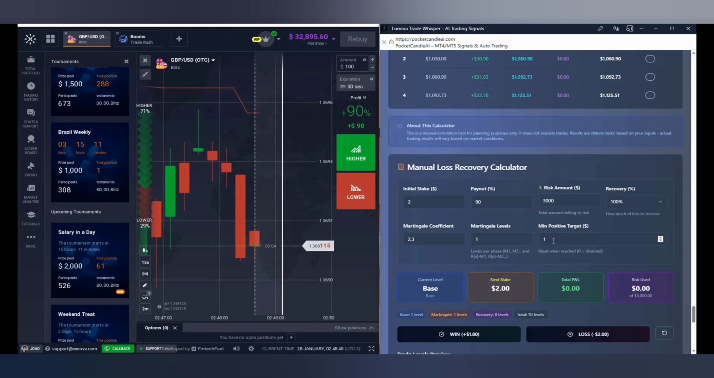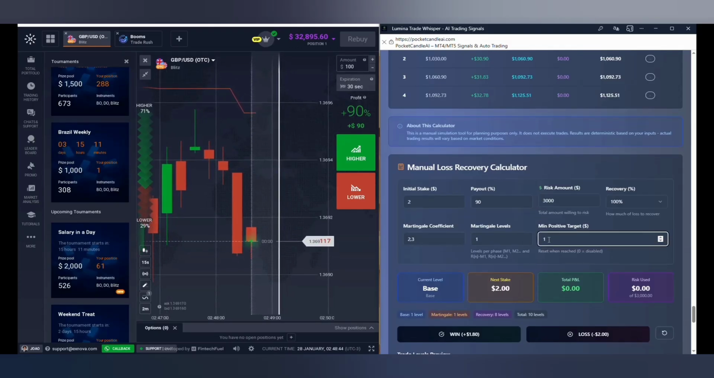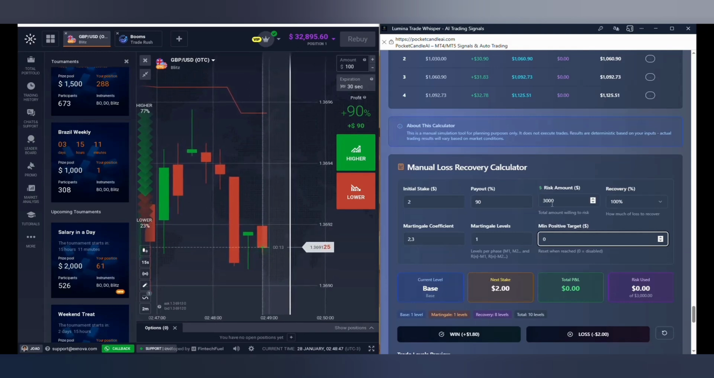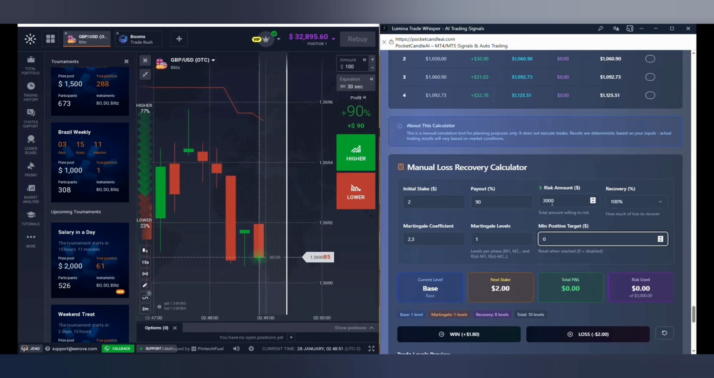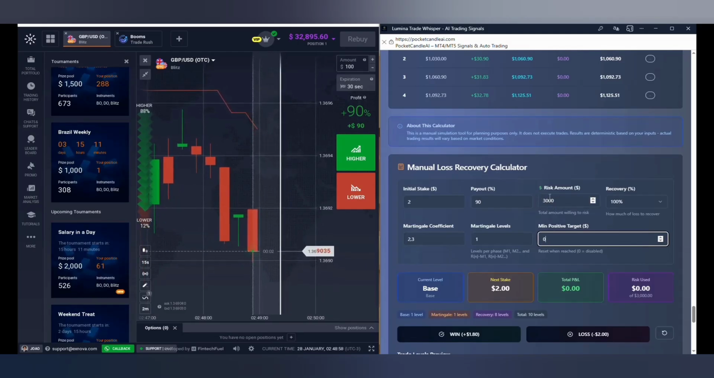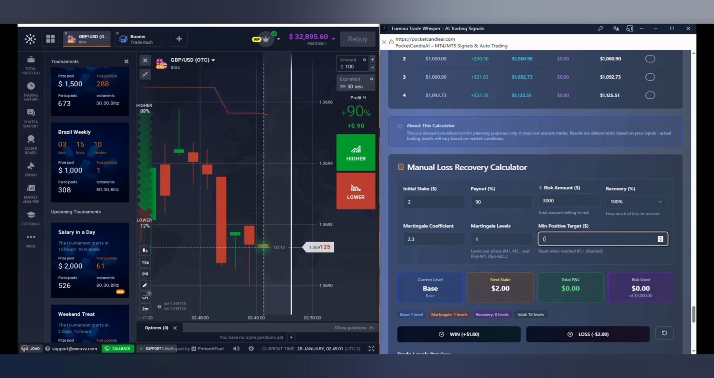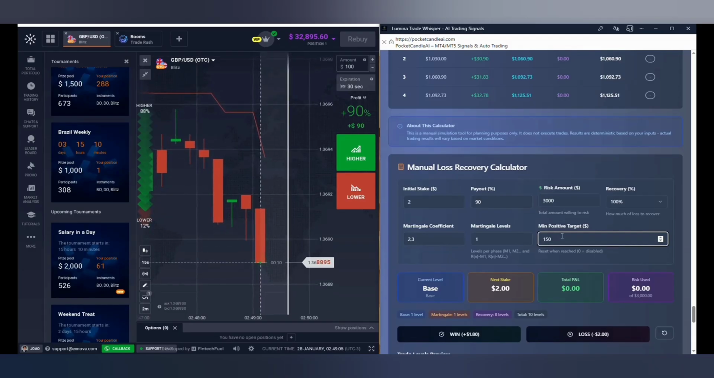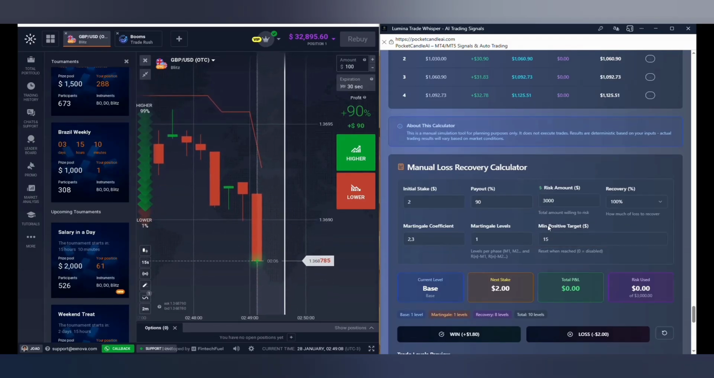Minimum positive, guys, here it is where it is important. I'm going to set minimum positive to 0.5% of the account I'm risking. Remember, 1% of $3,000 is $30, so 0.5% of that is 15. That is the minimum positive that we are looking for.